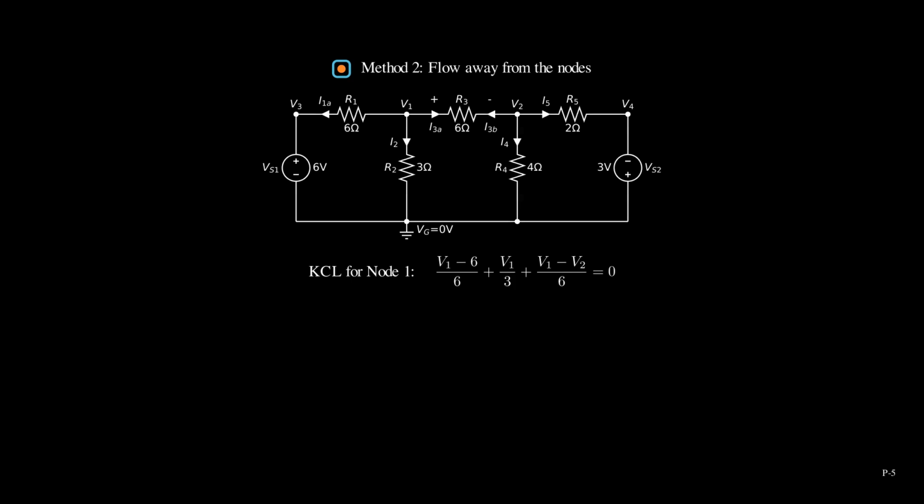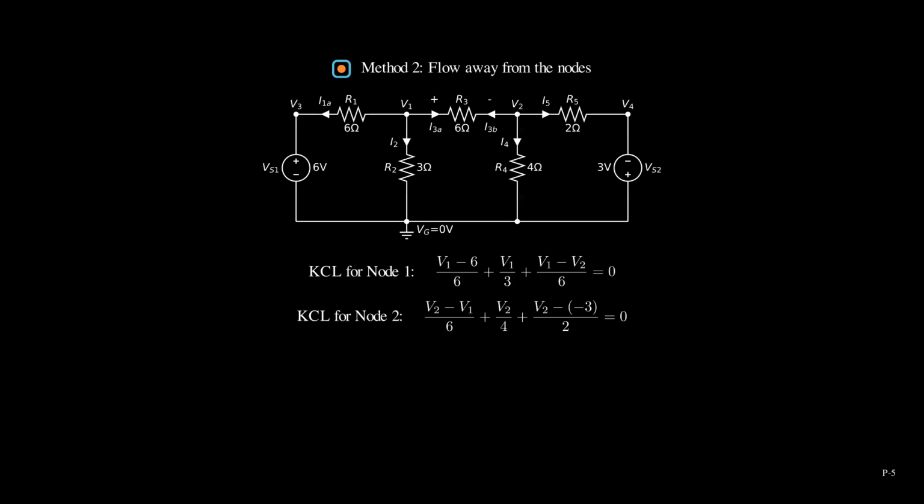For node 2, we have I3b plus I4 plus I5 equals 0. The KCL for node 2 is V2 minus V1 over 6 plus V2 over 4 plus V2 minus 3 over 2 equals 0. As can be seen, V2 is leading all the terms, and all terms are added together and equal 0. A further comment.